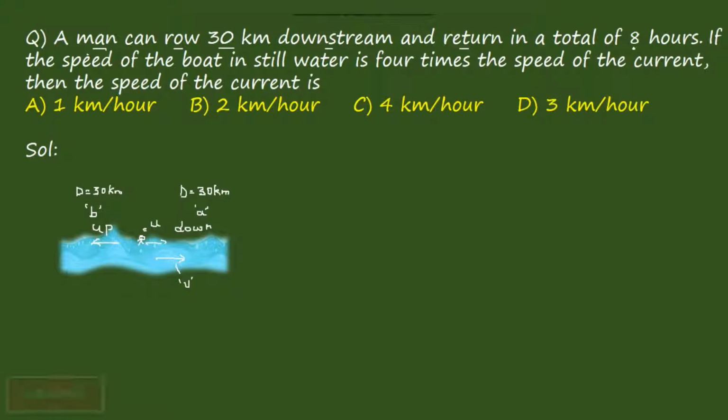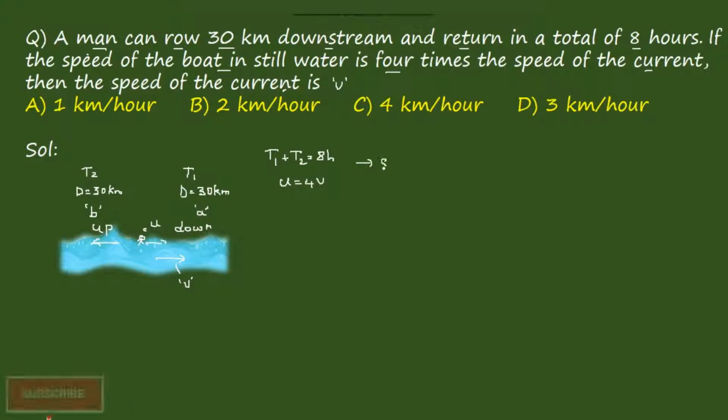Total time is 8 hours. Means the time taken for downstream is T1, and for upstream it is T2. Then it's saying that T1 plus T2 is equal to 8 hours. And the speed of the boat in still water, u, is 4 times the speed of the current. It is saying that u is equal to 4 times v. The speed of the current is v, we have to find the value of v now.